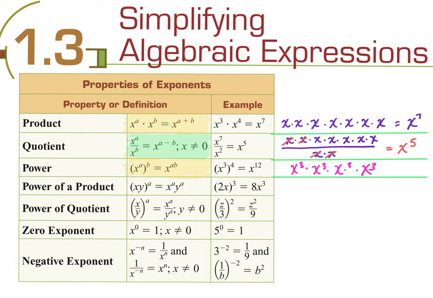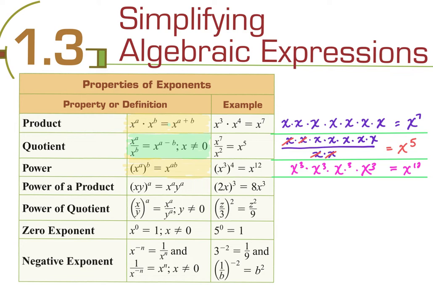All right, then you'll notice I can actually go back to my product property. What am I supposed to do when I have like bases? Well, I should add these: 3 plus 3 plus 3 plus 3. Another way to say 3 plus 3 plus 3 plus 3 is to say 3 times 4, right? And so I end up with 12 x's here. So all these properties really come from expanding these out.